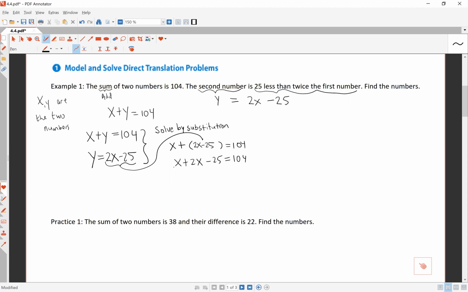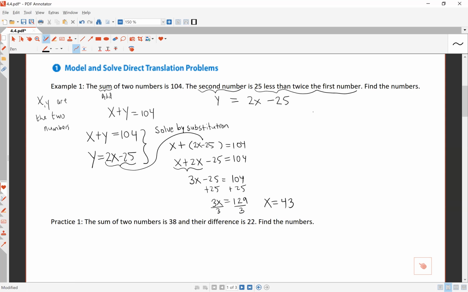We solve this by adding the x to the 2x, which gives us 3x minus 25 is 104. We get rid of the negative 25 by adding 25 to both sides, and that gives us 129. 3x is 129, so we divide both sides by 3, and we get x is equal to 43.